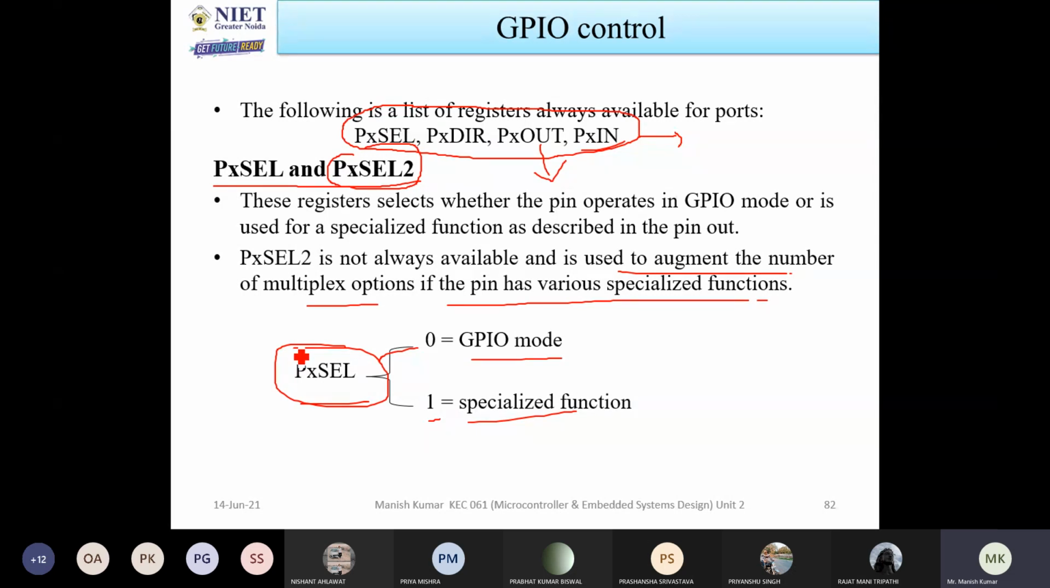It is not that if we keep the PX select value off, then you cannot use the GPIO mode for that particular pin.